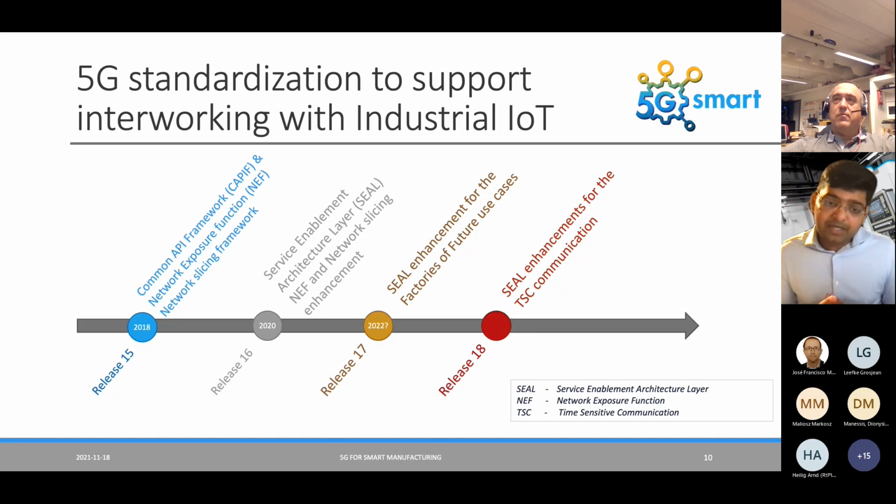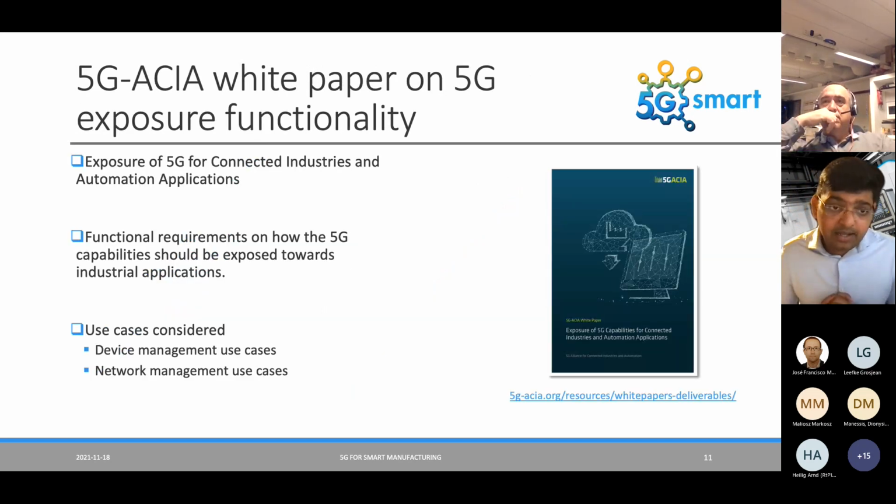And right now, 3GPP is finalizing in Release 17 the enhanced functionality of SEAL towards smart manufacturing applications. Also, what we see in industrial alliances, such as 5G-SMART, is that they recently published a white paper on this 5G exposure functionality. This document provides a very good overview of the functional requirements on how 5G capabilities should be exposed towards industrial applications, making it very simple to use and easy to integrate.